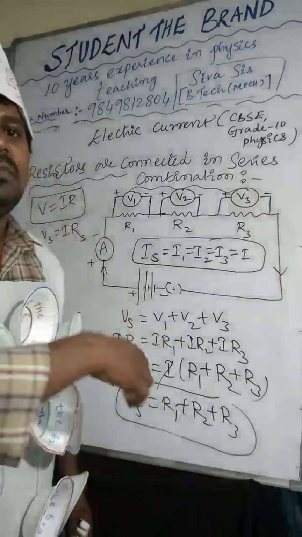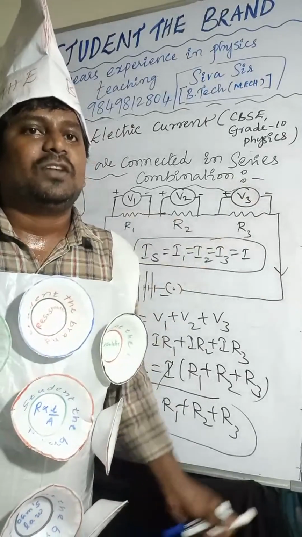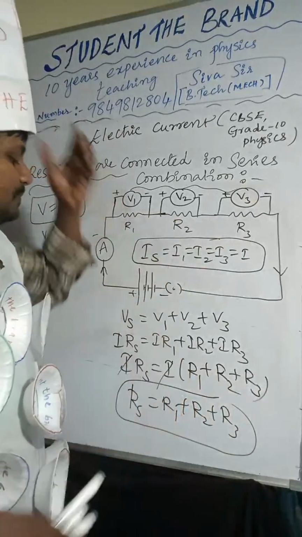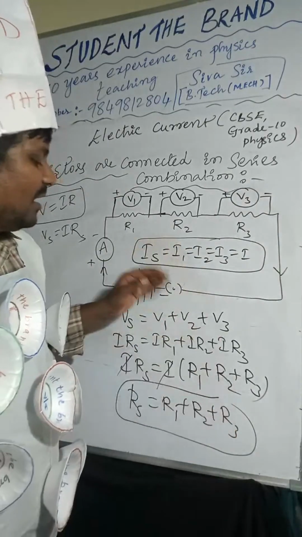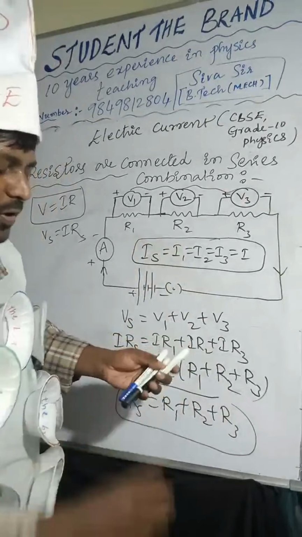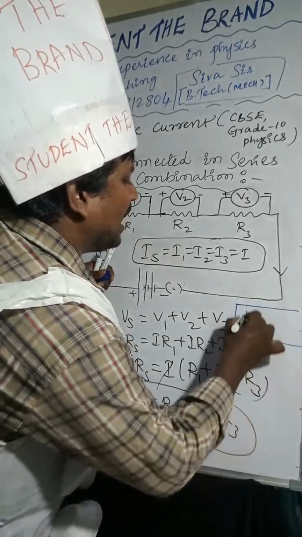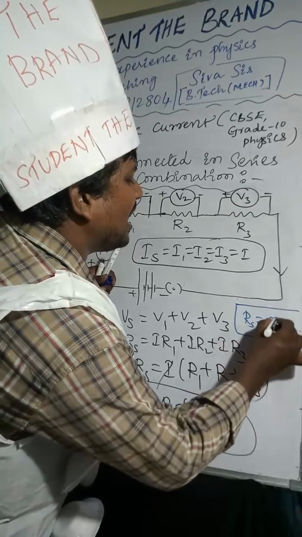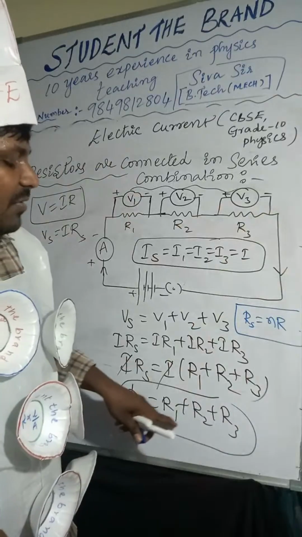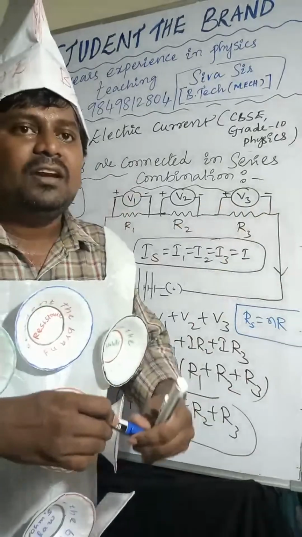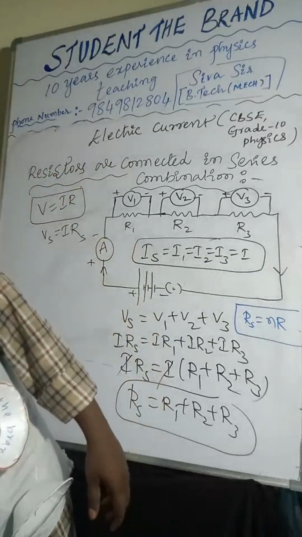So in series combination, you must add all the resistances, then you'll get the answer. So Rs equal to R1 plus R2 plus R3 here. And one more point, very important point. Rs equal to nR. Rs equal to R1 plus R2 plus R3.